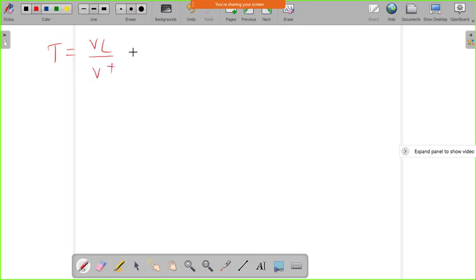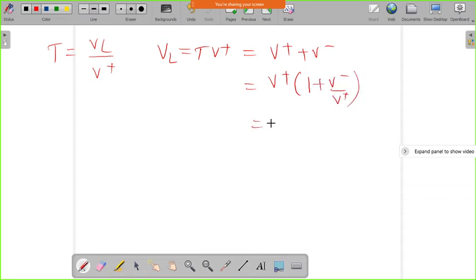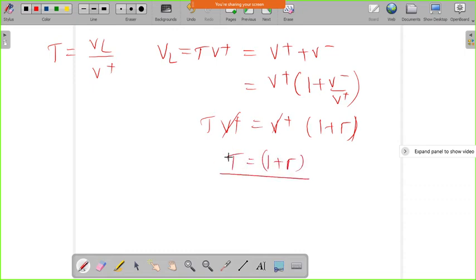Now VL is equal to T into V plus. This load end voltage we can also write as the incident plus reflected voltage, V plus plus V minus. Now we can take V plus common, which gives 1 plus V minus by V plus. So we can write this as V plus into 1 plus gamma. Here we have T into V plus, so V plus cancels, and T is nothing but 1 plus gamma. That is the transmission coefficient.